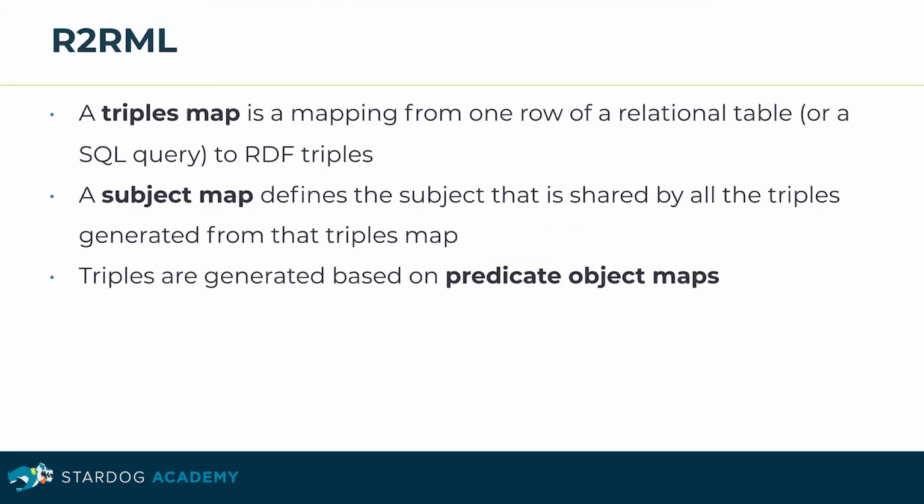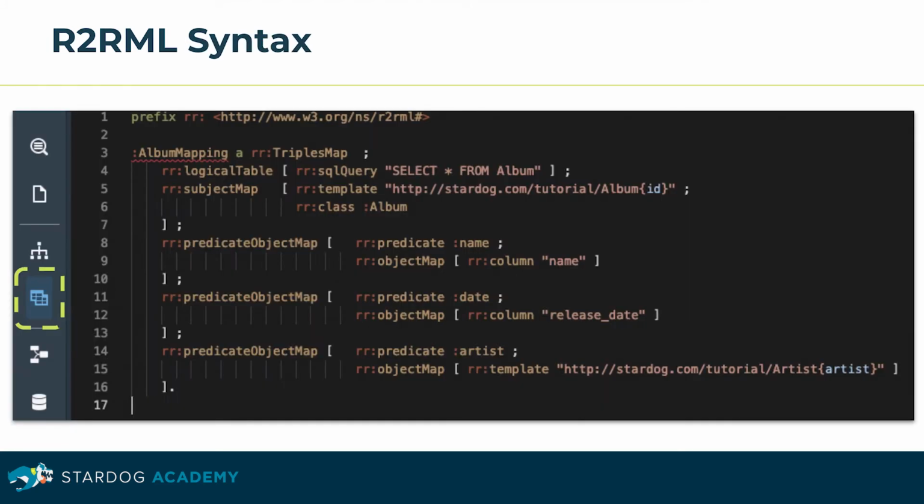Now the R2RML mapping, we can take this and have a couple of key maps within that single mapping file. First will be the triples map, which takes the mapping from one row of a relational table to the RDF triple, a subject map that talks about how that subject is formed, and then each one of the predicate object maps showing how those columns map to certain predicates.